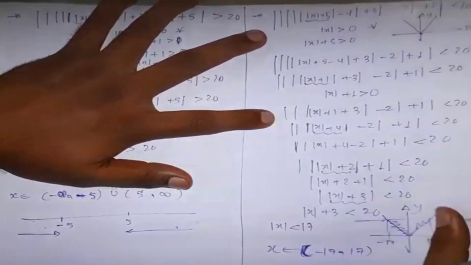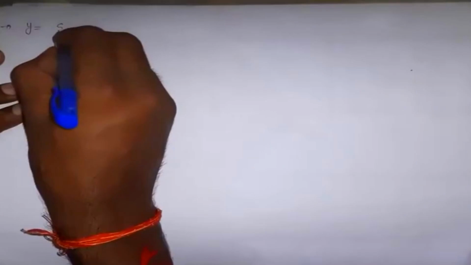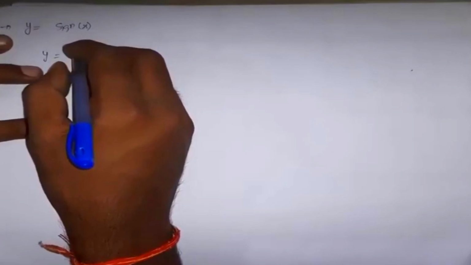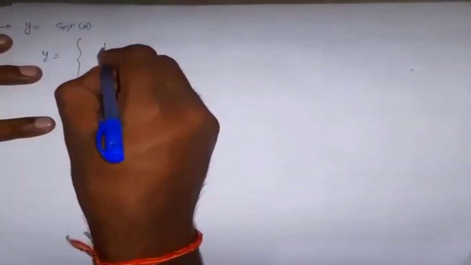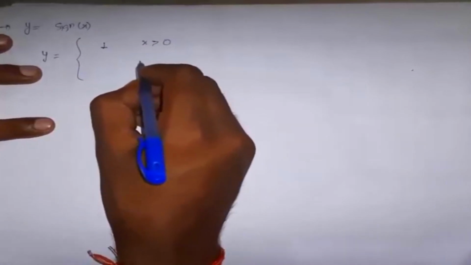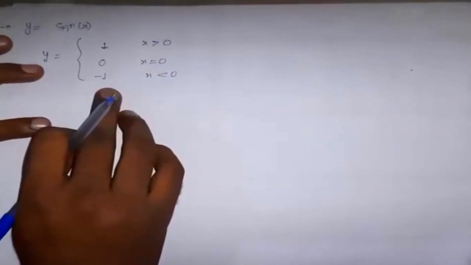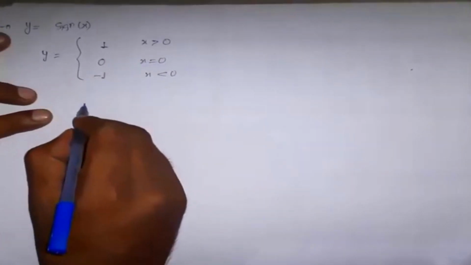Okay. So in the next page we will see another kind of function, that is the signum function. The signum function is like y is equal to signum x. If you expand this, the definition of this function is like this: 1 if x is positive, 0 if x is 0, minus 1 if x is negative. This is the property. So the graph of the signum function will be like this.